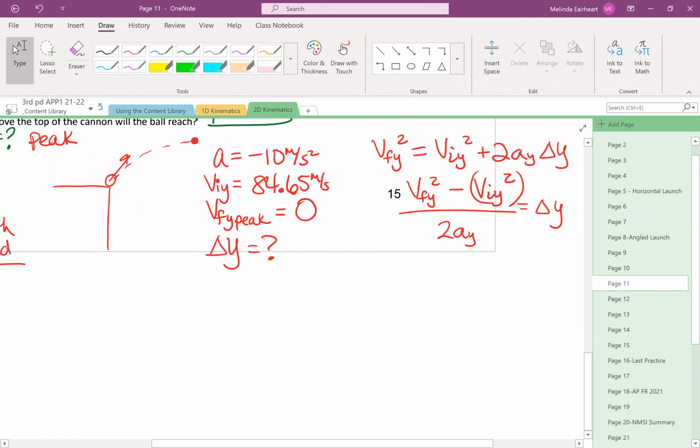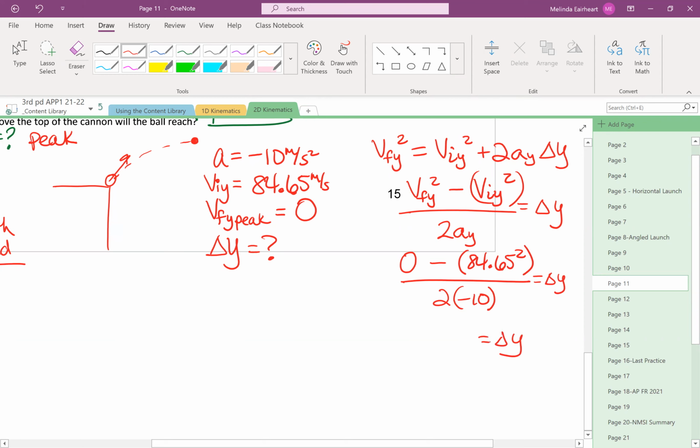We should get a positive displacement, right? We're going upwards. So we should get a positive displacement. And so let's plug it in. 0 minus 84.65 squared, but don't square the minus, divided by 2 times -10. And so there, hopefully you see why you don't square the minus. The minus should end up canceling the negative of our gravity. So let me know what you get here. And I think it's a big number, if I remember correctly.